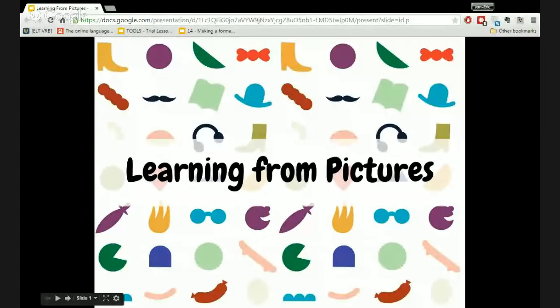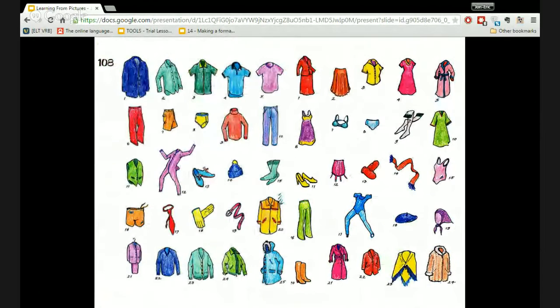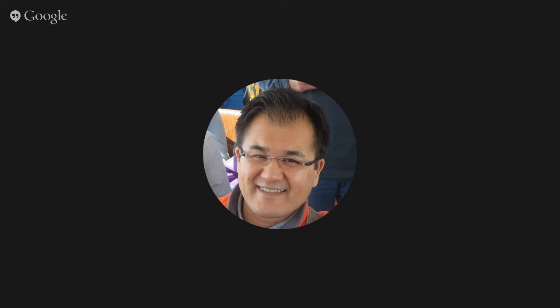Now what we're going to do, let's take a look at this. There we go. Learning from pictures. So in the very first page, you can see an overall view of everything that we've learned so far. Well, half of what we learned so far. We're going to work on the other half, much more, coming up in just a moment.